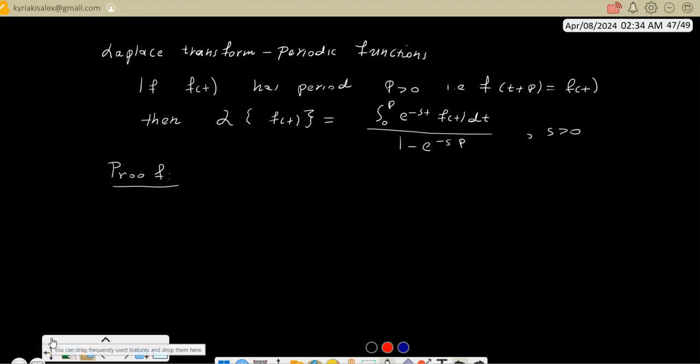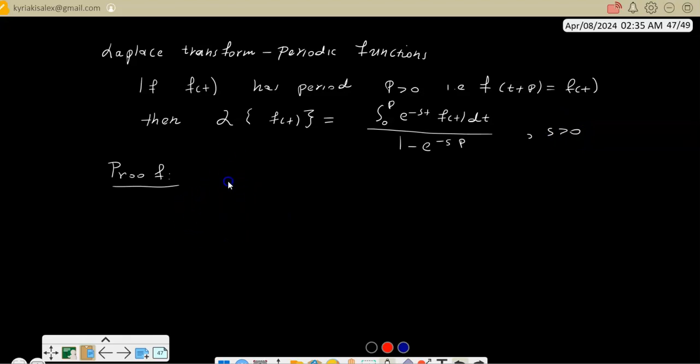In this video, we exhibit a useful result for the Laplace transform associated with periodic functions. If the function f of t is periodic with period p, and of course this relationship holds, f of t plus p equals f of t, then the Laplace transform is the integral from 0 to p of f of t times e to the minus st dt, divided by 1 minus the exponentially decaying function e to the minus sp, for s strictly greater than 0.